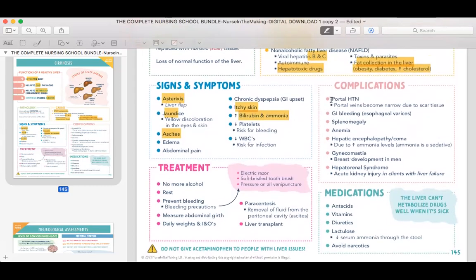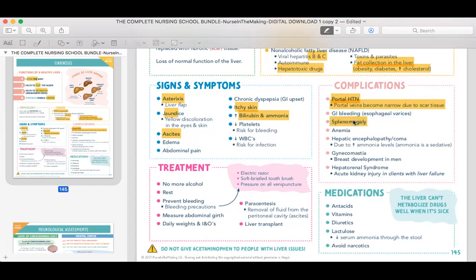Complications: portal hypertension, where the portal vein becomes narrow due to scar tissue. So that's why I said it's very important to go watch that Simple Nursing video if you can, because he does explain it very well. I have my notes right here. I can read them after I'm done. I can go over the notes on screen. But I'm just highlighting what's important because it's important to know.